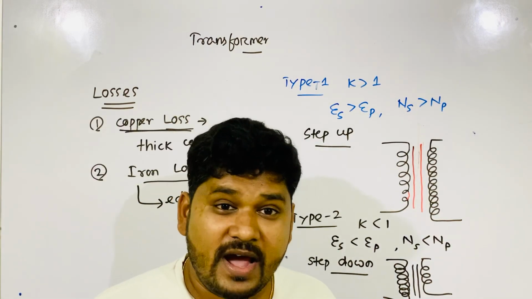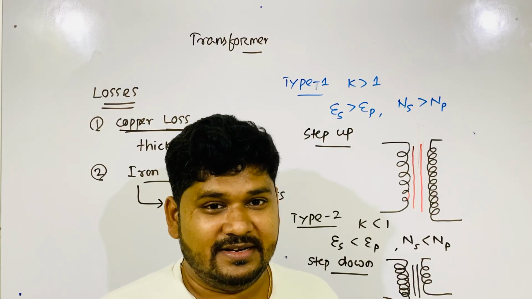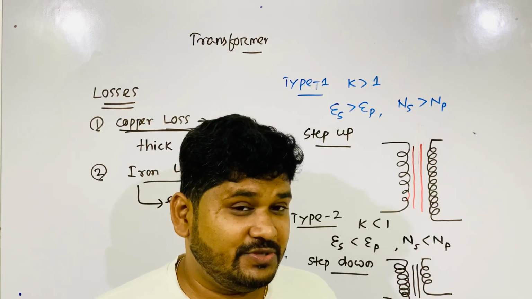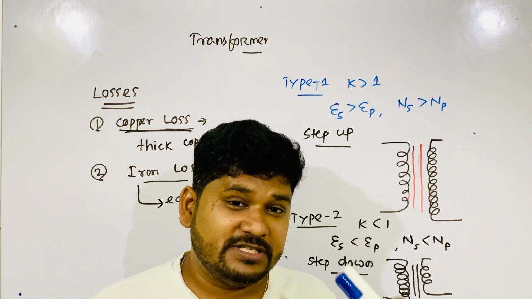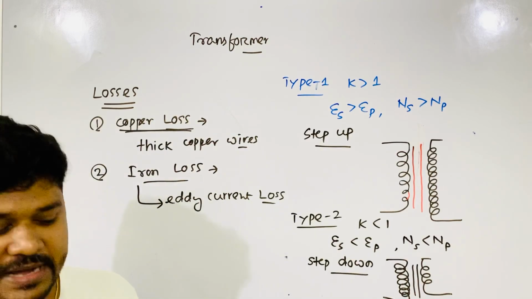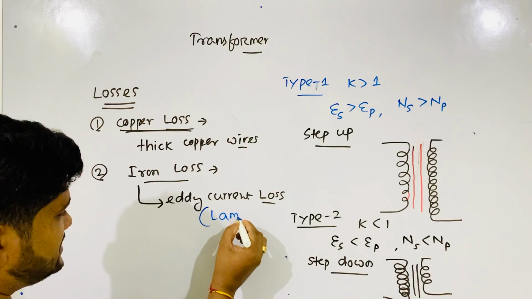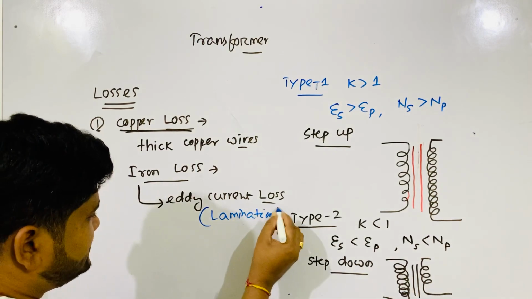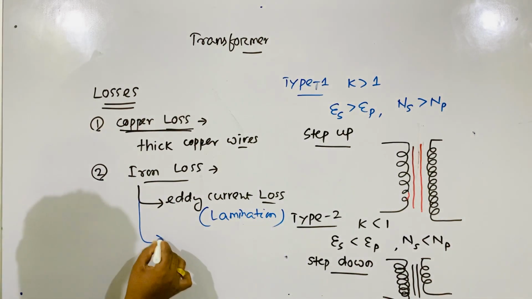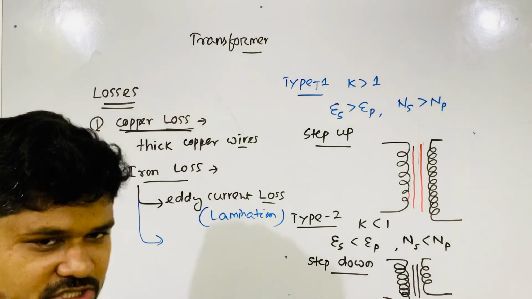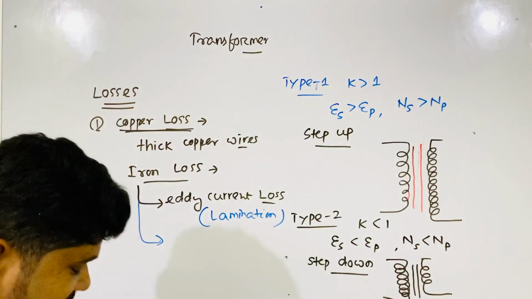Lamination. That's why lamination is required. In the eddy current lecture, I told you how, with the help of lamination, eddy current can be minimized. So we can minimize this by lamination. Next, come to the next loss, iron loss. This is hysteresis loss.